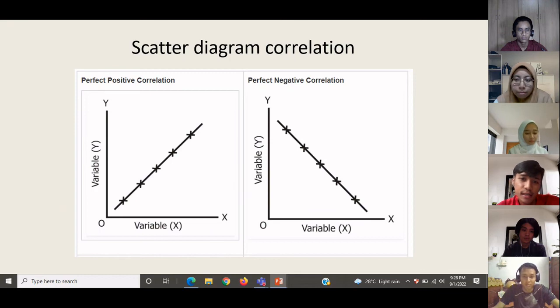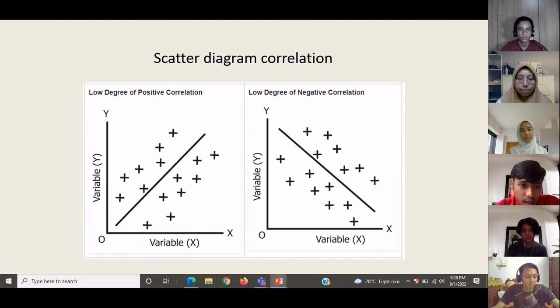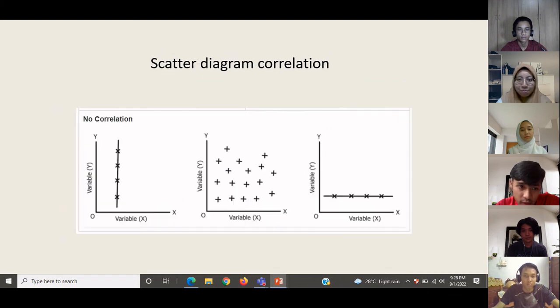So here is the scatter diagram correlation. It is divided into a few types of correlation, which are first perfect positive correlation and perfect negative correlation. Next, high degree of positive and high degree of negative correlation. And low degree of positive and low degree of negative correlation. And finally, no correlation.